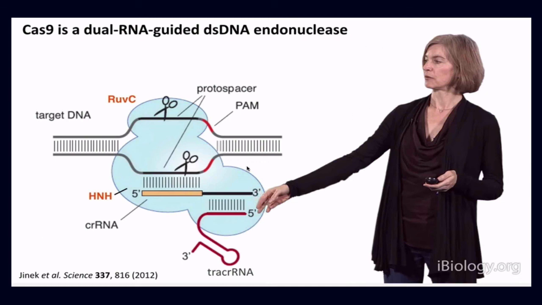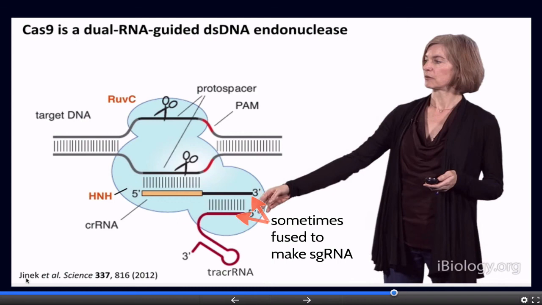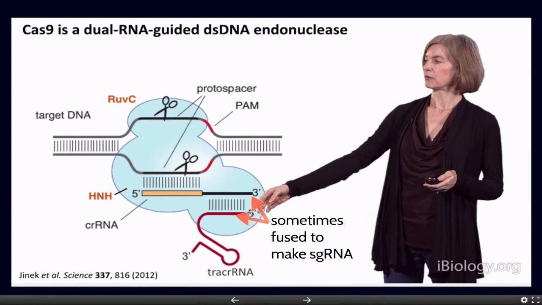So what Dr. Doudna did, she and I think Martin Jinek in her lab, engineered just a little stretch of DNA that fused the CRISPR RNA to the tracer RNA. So it became what's called a single guide RNA, or sgRNA. They just made a little loop here of DNA, and this all became one molecule of RNA.